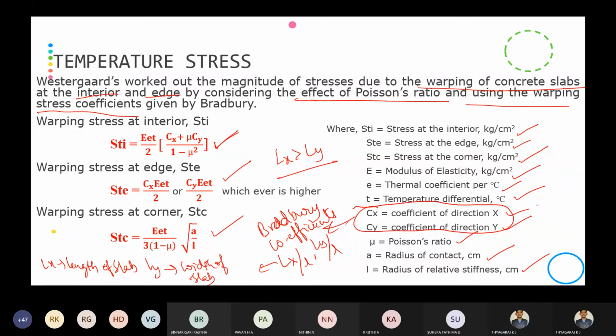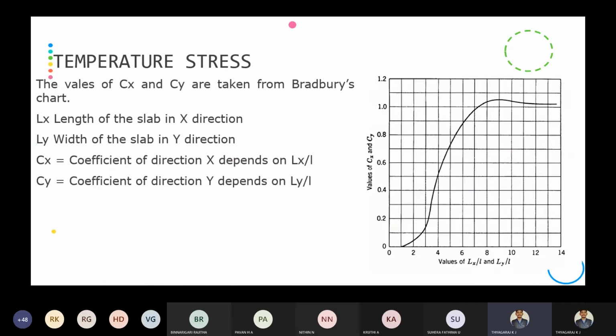So based on this Lx and Ly, that is the length and width of the slab, we are going to get this coefficient of warping stresses using the Bradbury graph. I'm going to show that graph also. So these are the temperature stress coefficients which we are going to obtain from the Bradbury curve. Lx, I told, is the length of the slab in X direction, and Ly the width of the slab in Y direction. Then the coefficients Cx and Cy, which you can observe here, are dependent on Lx and Ly.